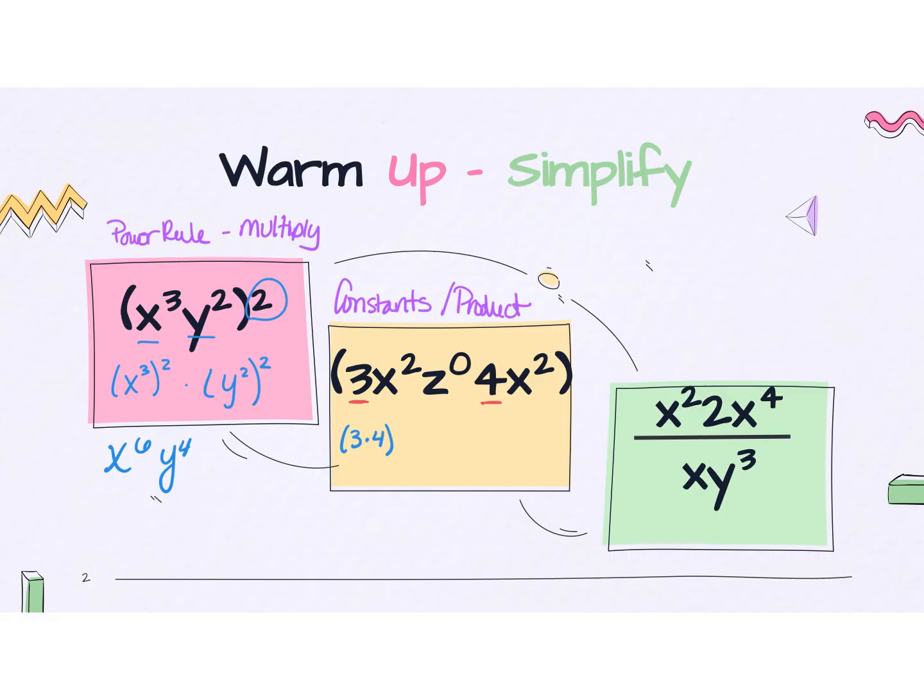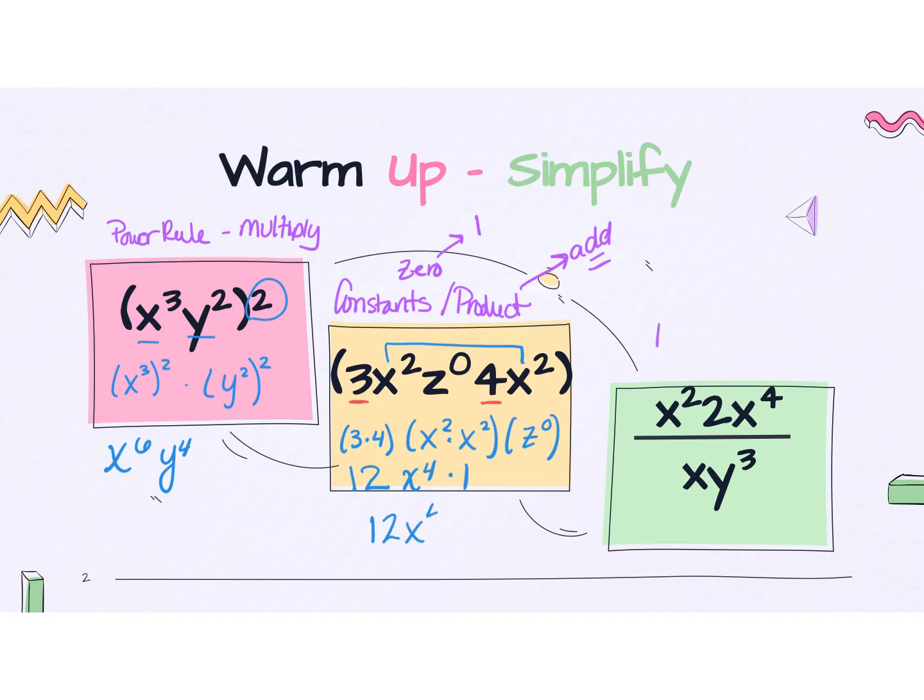The next thing we're going to do is we have our x's, so I'm going to group them together. I have x squared times x squared, and then last is z to the 0. So in addition to the constants and the products, you also have the 0 rule. 3 times 4 is going to be 12. The product rule, when you work on the product rule, you add your exponents. Keep the base. So this becomes x to the power of 4. And with the 0 rule, everything becomes 1. So then that is times 1, and your answer would be 12x to the power of 4.